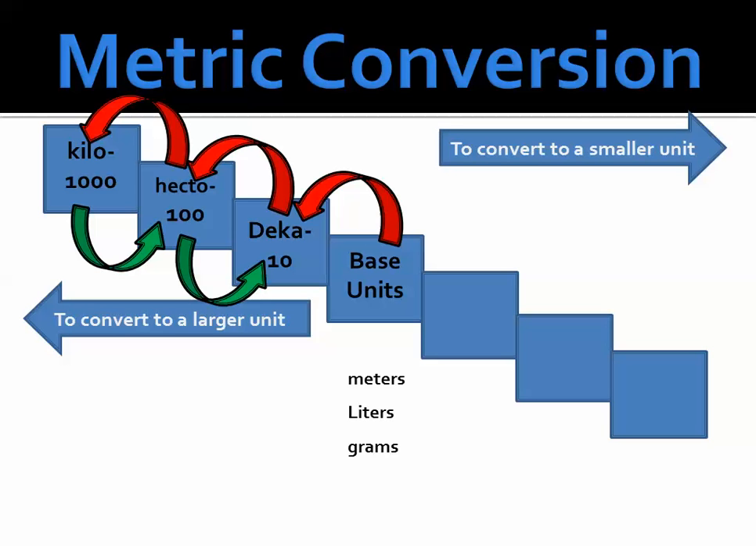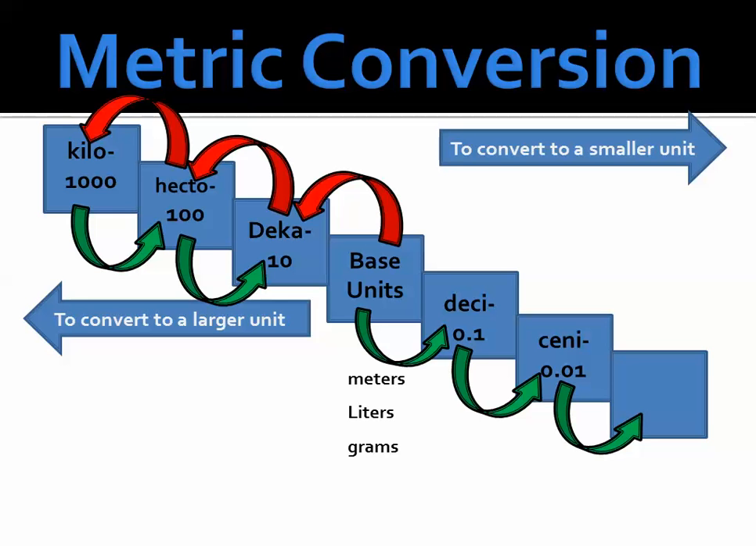As we continue to the right of the base unit, the prefix is deci. Deci means 1/10 or 10 times smaller. The prefix abbreviation for deci is d. Centi is the prefix for 100 times smaller. An example of this is centimeter. 1 centimeter is 100 times smaller than the base unit meter. The way I remember this prefix is to remember that there are 100 years in a century. The prefix abbreviation for centi is c.